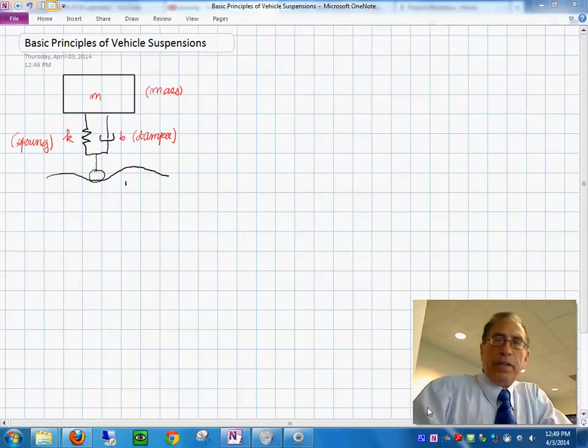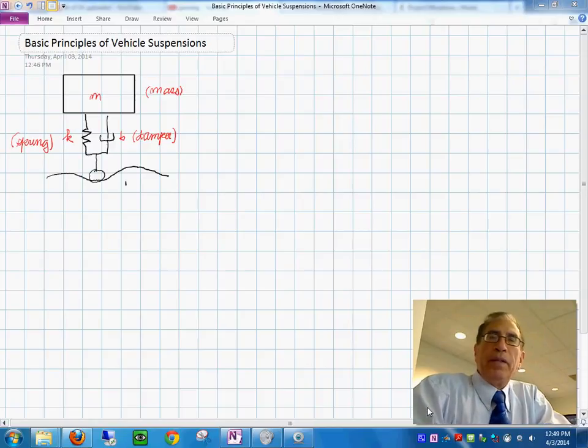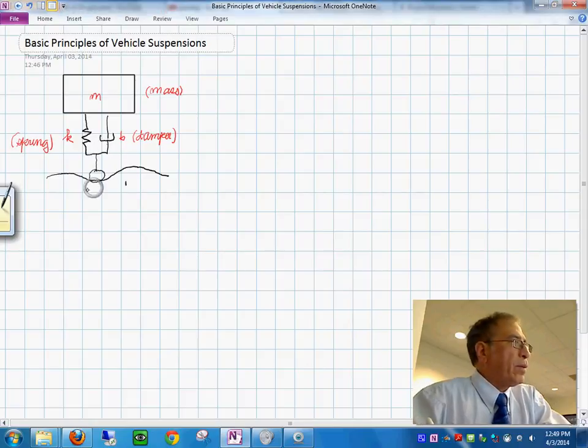Today we're going to see the basic principles of suspensions that we use on vehicles. You're seeing here a mass spring damper system that we could use as an example. As you can see in here, the basic suspension system is going over the terrain, and so it receives an input over here. And these are the basic components.